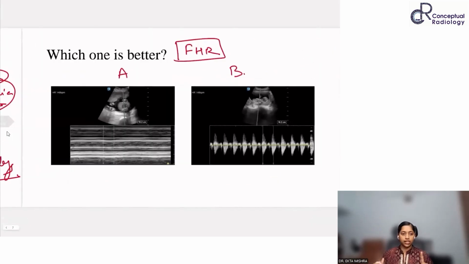So we have two things, A and B. Now I want you to tell me which ultrasound modes these are, which one is better, and why. A is M mode, very good. And this is pulsed Doppler.